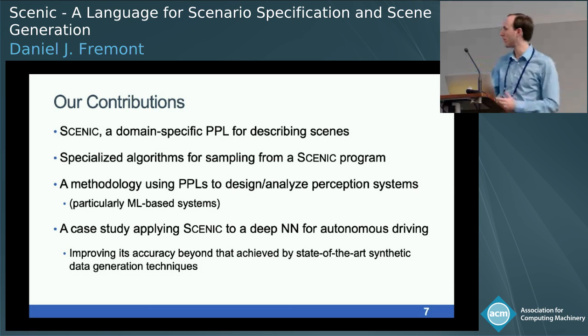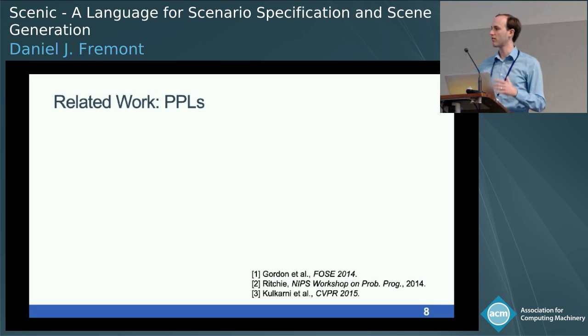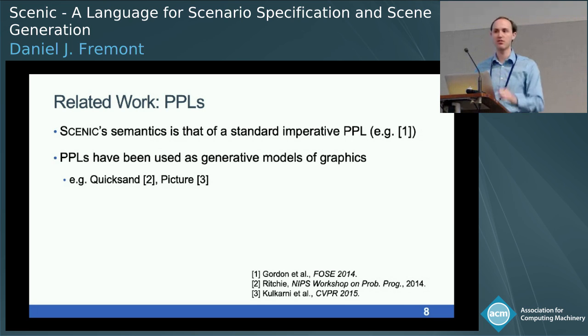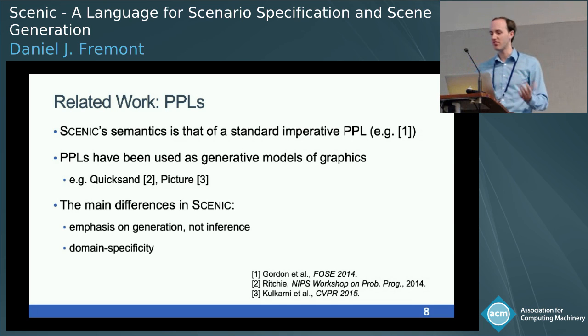So let me just give you an overview of some of the related work we're drawing on here. On the probabilistic programming language side, the semantics of Scenic are that of a standard imperative PPL. So I won't go into that in any detail in the talk. Of course, we have a formal operational semantics in the paper if you're interested. Such languages have been used as generative models of graphics, for example, the Quicksand and Picture languages. The main differences in Scenic are, one, that our emphasis is on generation, not inference, although of course they're closely related, and more significantly, the domain specificity. As you'll see, we put a lot of work into trying to design the language to make it possible to concisely describe these complex environments and in a way that enables better sampling.